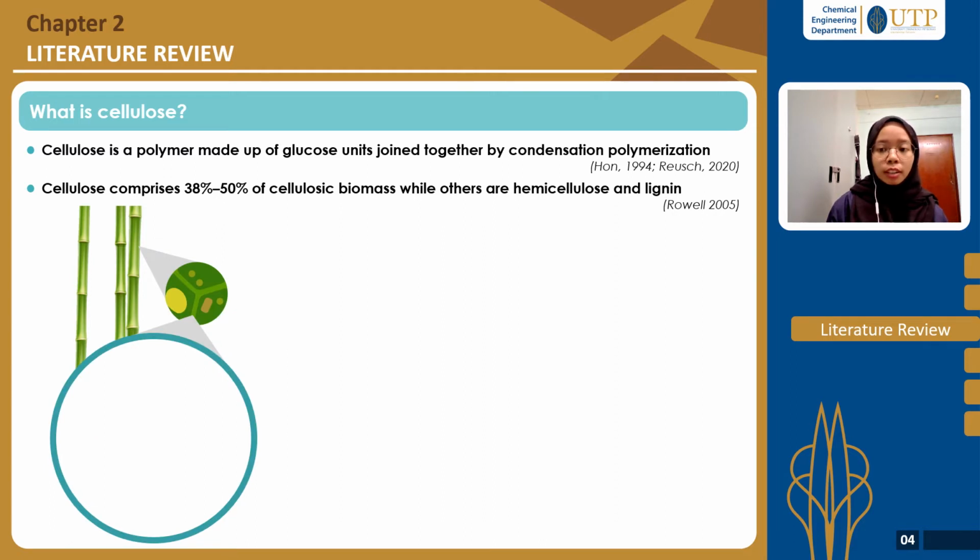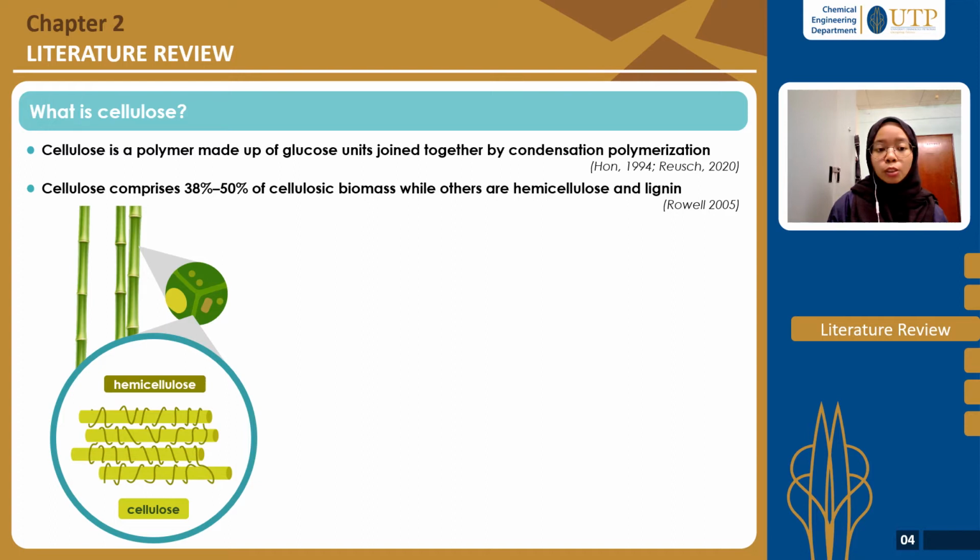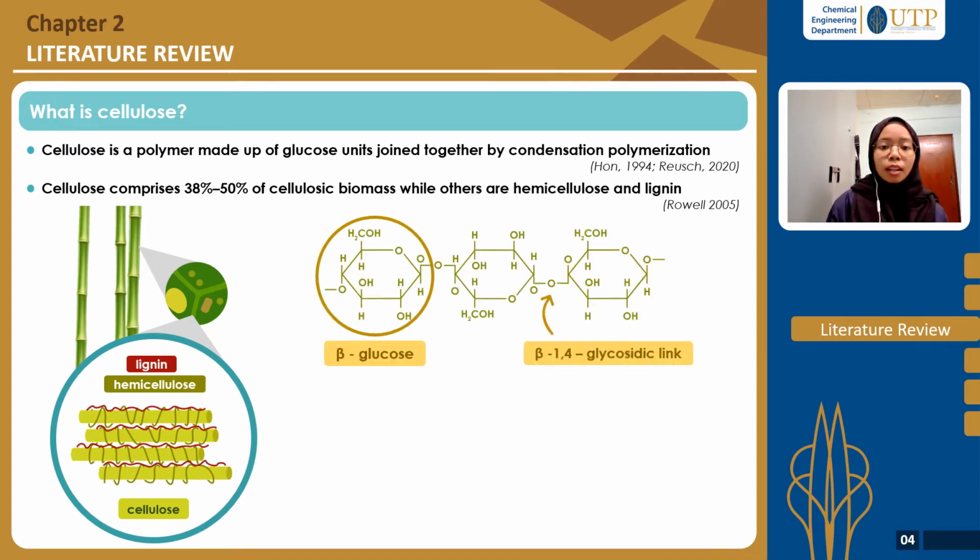Usually, cellulose can be found in the stem cells of plants, and cellulose usually coexists together with hemicellulose and lignin as depicted on screen. Now, in the second figure, we can see that cellulose is made up of beta-glucose monomers, which are linked by beta-1,4-glycosidic links.